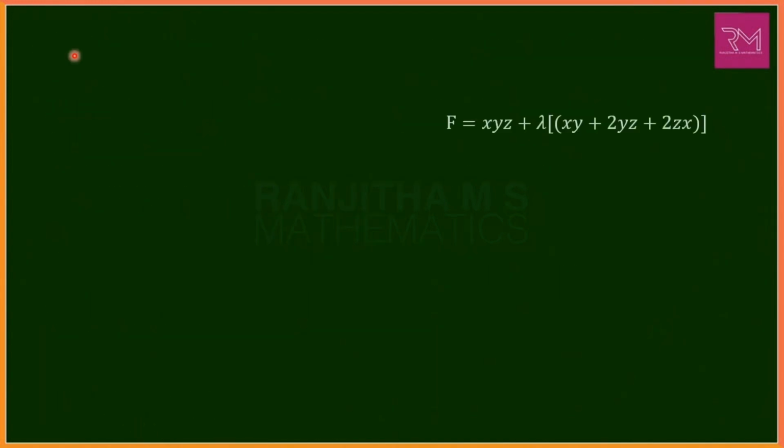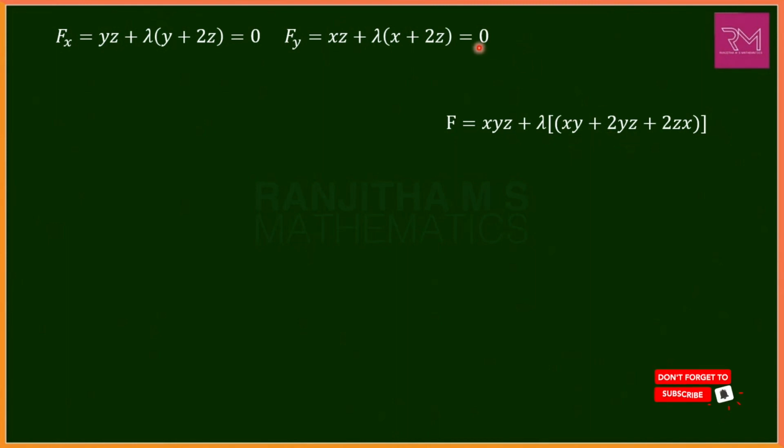First find fx. Differentiating f partially with respect to x, that is yz plus lambda into y plus, here this value becomes 0, plus 2z. This is our fx, equate to 0. Similarly, fy is xz plus lambda into x plus 2z, which is equal to 0. Similarly, fz is xy plus lambda into, here this value becomes 0, plus 2y plus 2x, which is equal to 0. This is fx, fy, fz.